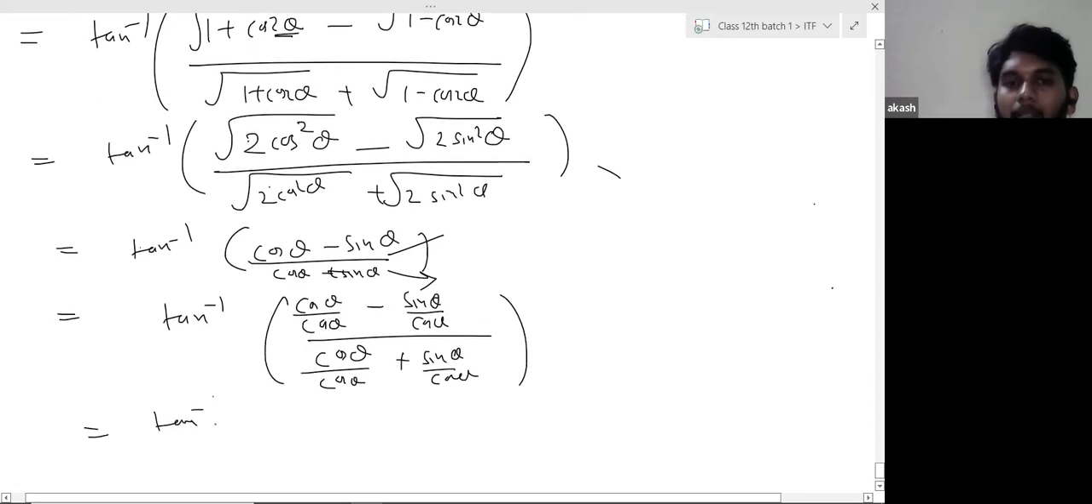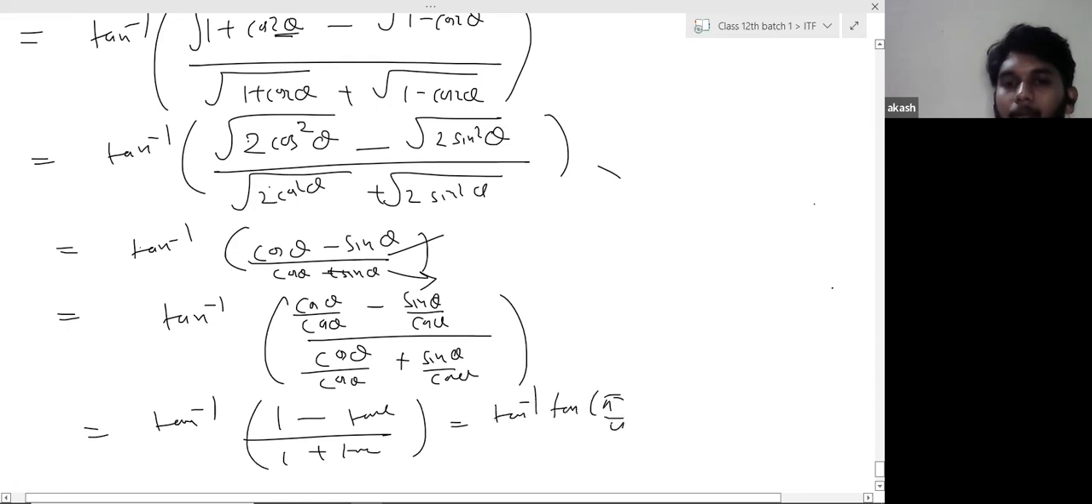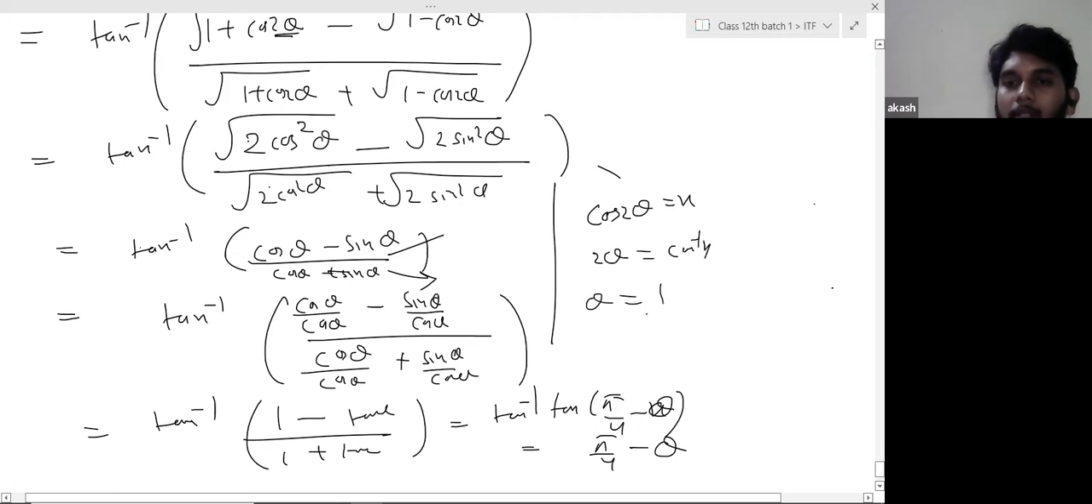So this is tan inverse 1 minus tan theta on 1 plus tan theta, and this is again tan inverse tan pi by 4 minus x. So this is pi by 4, sorry, theta, pi by 4 minus theta. Now we have to find the value of theta. We have assumed cos 2 theta is x. So 2 theta is cos inverse x. Theta is half of cos inverse x. So the final answer is pi by 4 minus 1/2 cos inverse x. Is this clear, everyone?